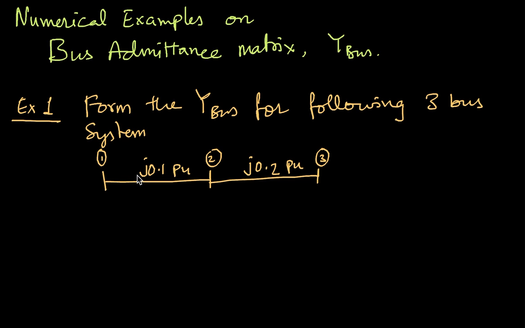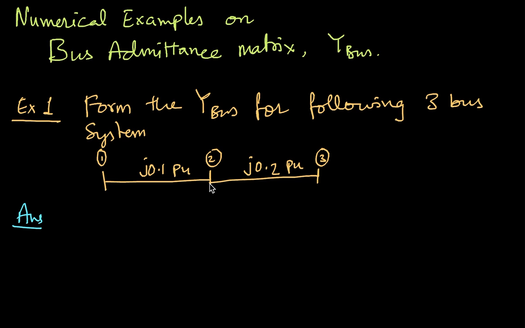You can also have some resistance. And then there is another line between 2 and 3 whose impedance is j0.2 per unit. So you can apply your rules and then form the Ybus. You can attempt it, and you can check with my answer. You can pause the video now, and I'll be doing the answer myself. Okay, so what is the answer?